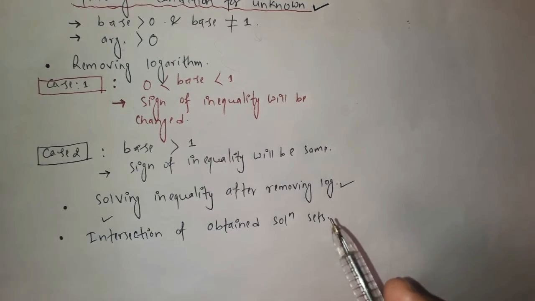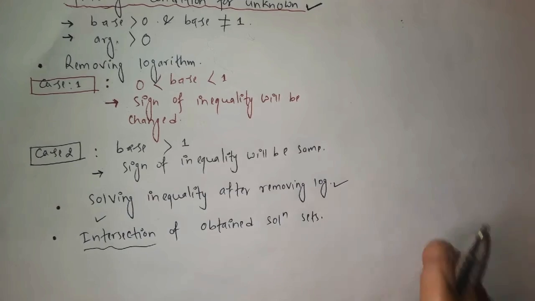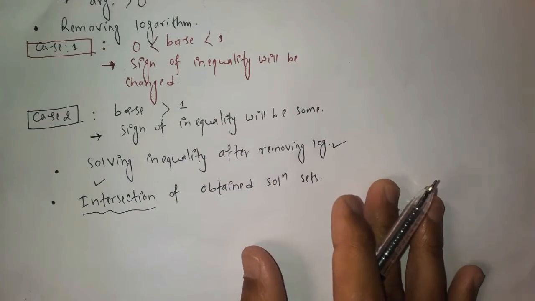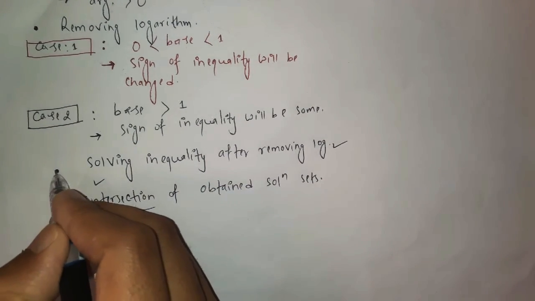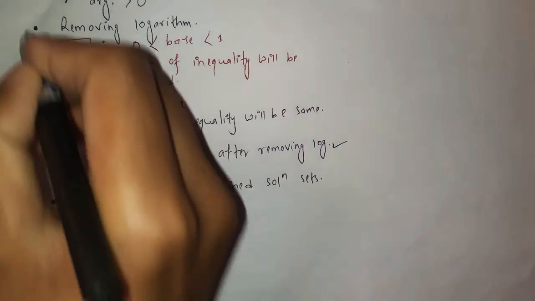All the solution sets should be common, so we have to take the intersections. These are the four steps while solving logarithmic inequalities. Please remember these four steps.